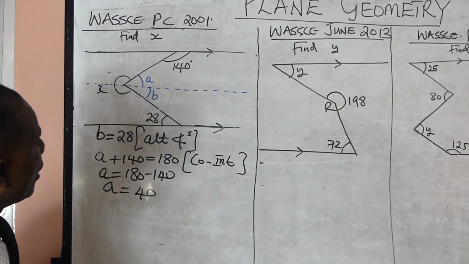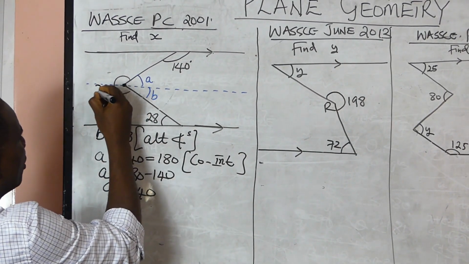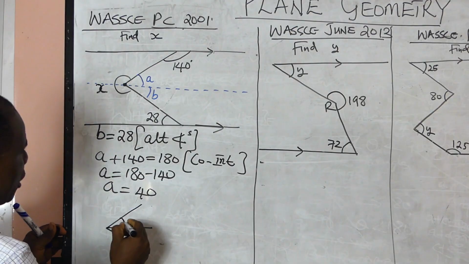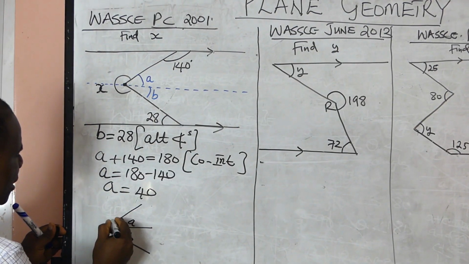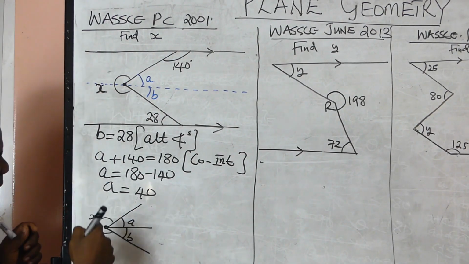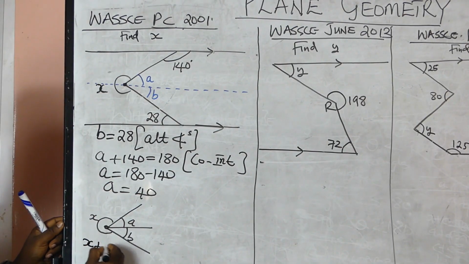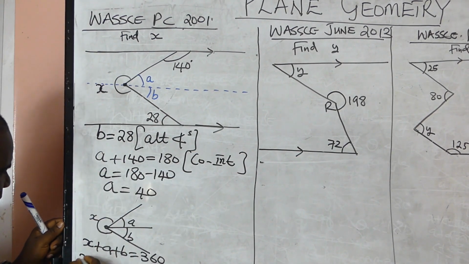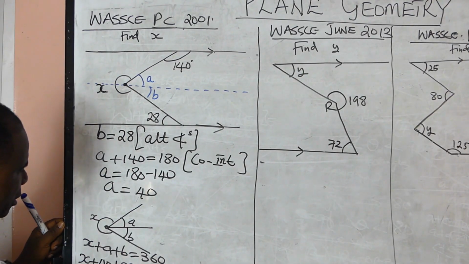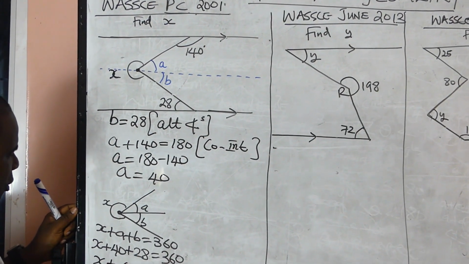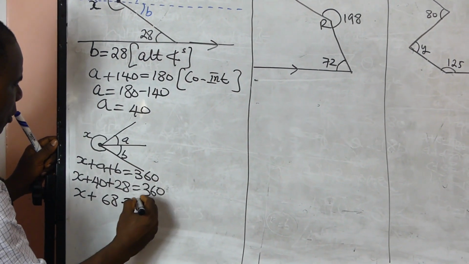So I've got A. Now I'll go back to the same diagram where I'm looking for X. If you look at this, I have already got a structure like this: A somewhere there, B somewhere there, then X somewhere there. There is a point where these angles are meeting, so we can apply angles at a point. X plus A plus B is equal to 360, angles at a point. So now I can find my X. X plus A, which is 40, plus B, which is already found as 28, equals 360. So now I have X plus 68 equals 360.